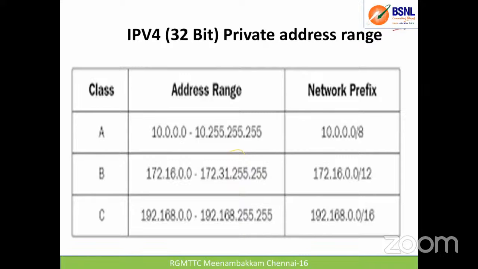These are some of the IPv4 address ranges we are using: class A, class B and class C. Class A address range starts from 10.0.0.0 to 10.255.255.255, with network prefix /8. Class B address range is from 172.16.0.0 to 172.31.255.255, and class C starts from 192.168.0.0 to 192.168.255.255.